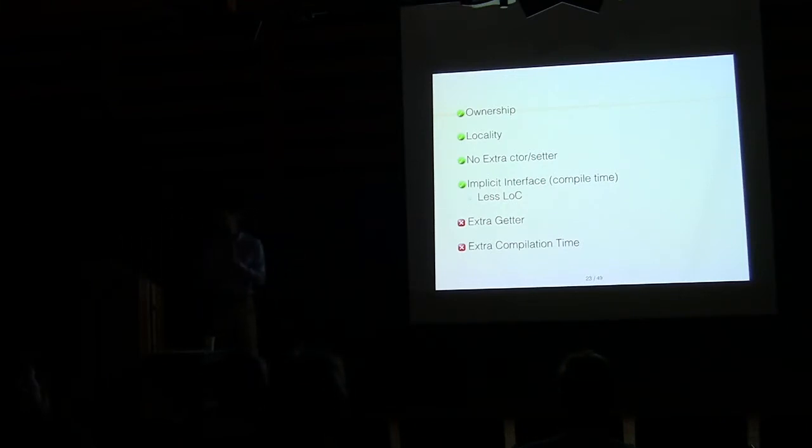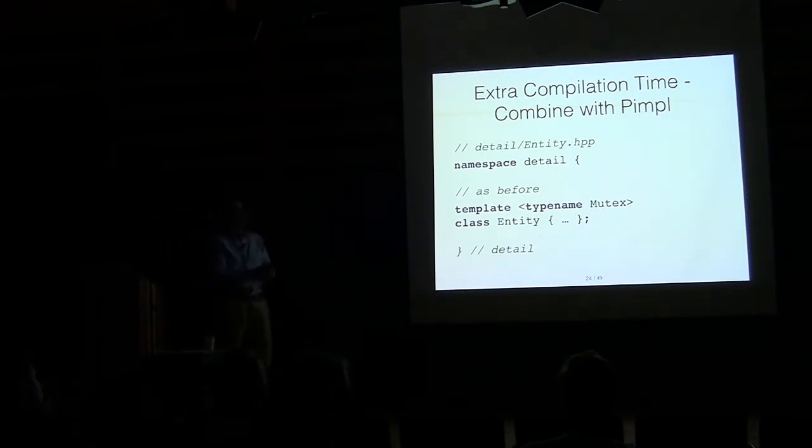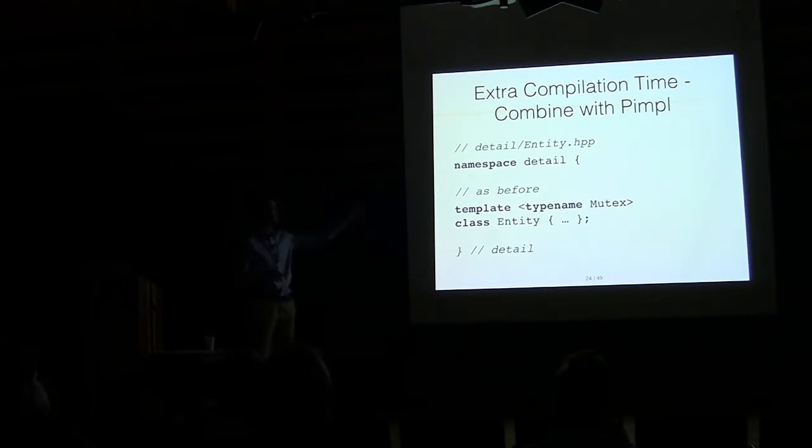Okay, but using templates might result in bigger compilation time, as we've seen in the previous presentation. So one idea would be to combine this technique together with Pimple. So let's put this entity template into a detail namespace. It would be a good practice to put it in a separate file as well, so like under detail/entity.hpp.